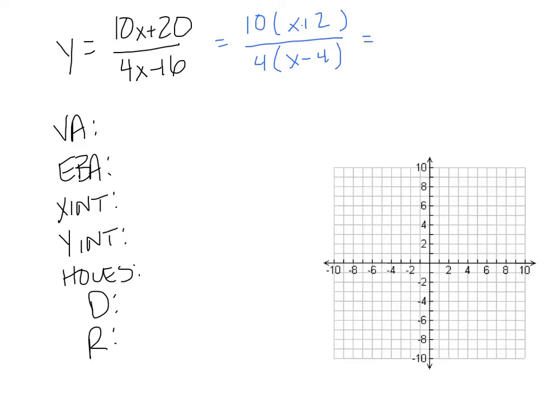10 over 4 we can simplify to just say 5 over 2. So we're going to have 5 times x plus 2 over 2 times x minus 4. I wanted to do this because, again, it makes my graphing easier. Vertical asymptote, what's going to make the bottom equal 0? It's just going to be 4.